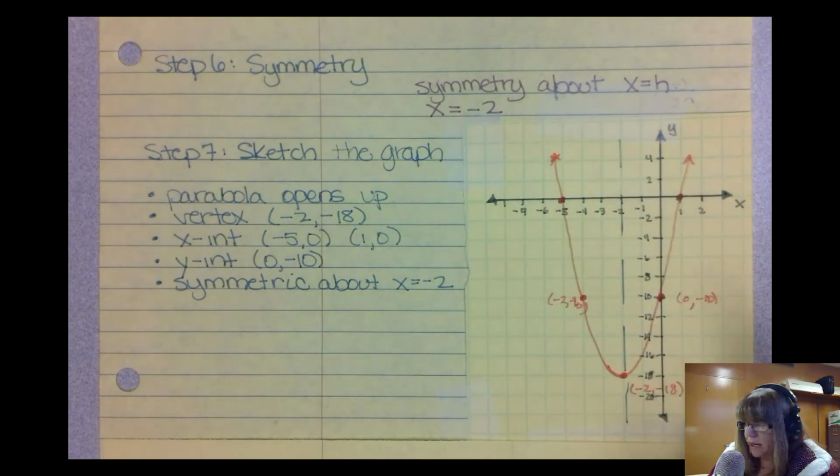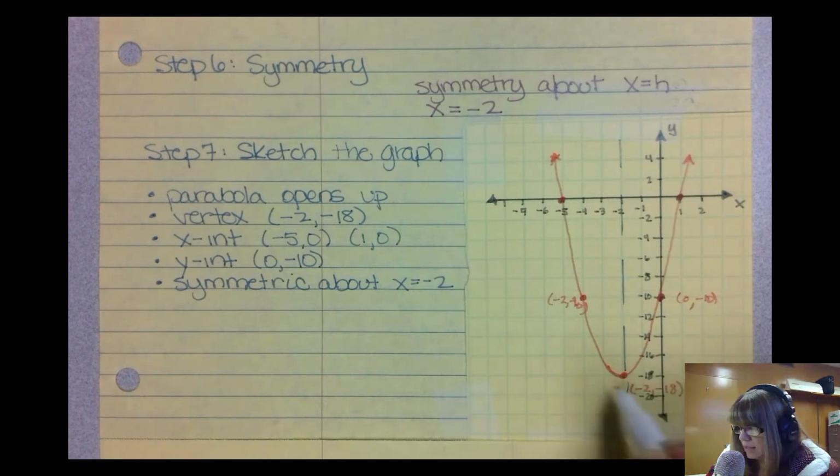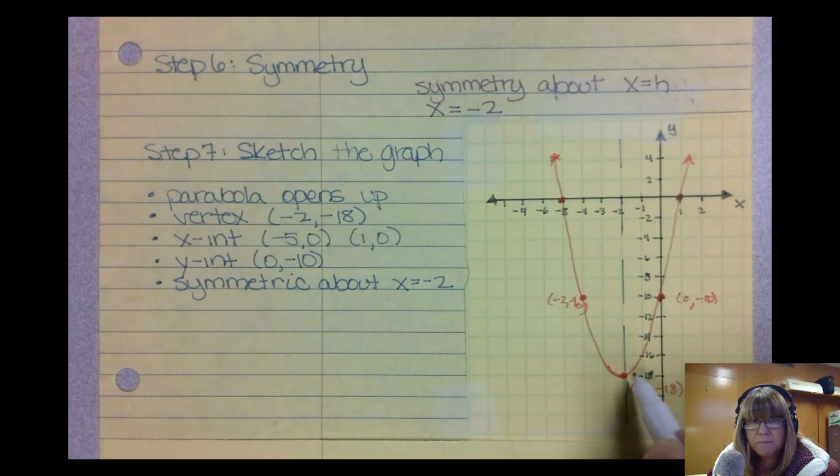Knowing which way it opens speeds us up. Also, finding the vertex speeds us up because we know that is a point, and because it opens up, we know this is the minimum point. It has to go up on each side of this point.